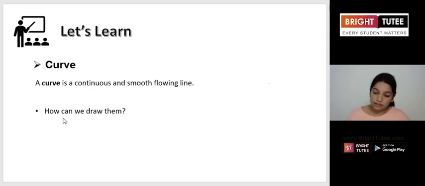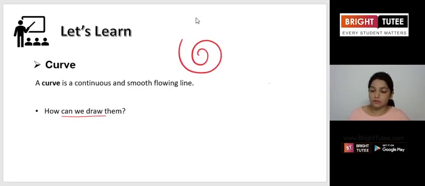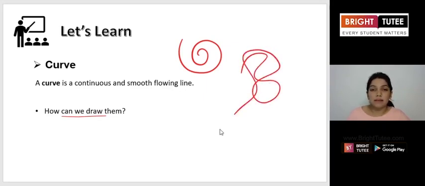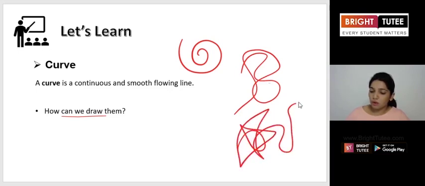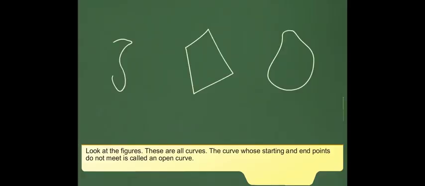For example, here it says that how we can draw them. So if I draw this is an example of a curve. If I draw this is an example of curve. So whatever I'm doing here, these are all the examples of curve. Okay, so I hope you know that if we have a continuous smooth flowing line, it is called a curve. Look at the animation. These are all curves.